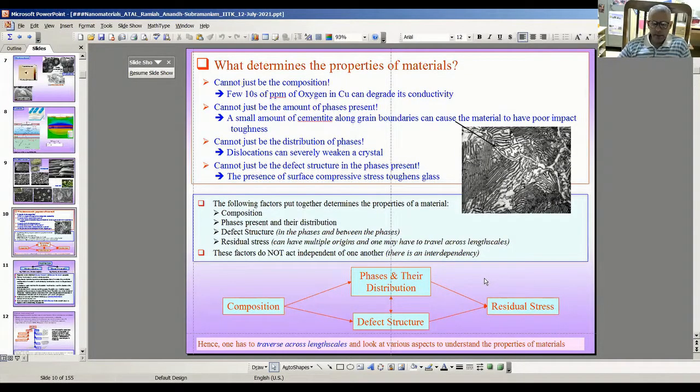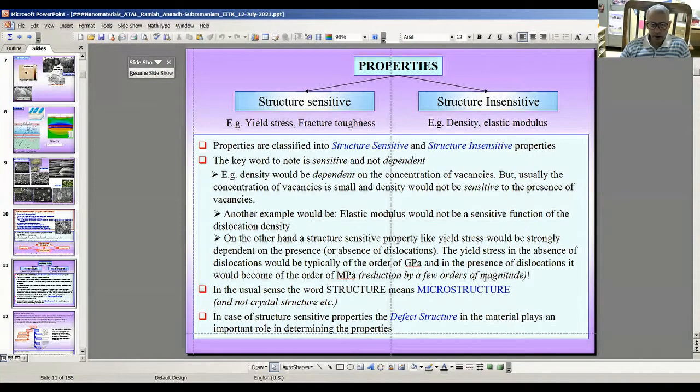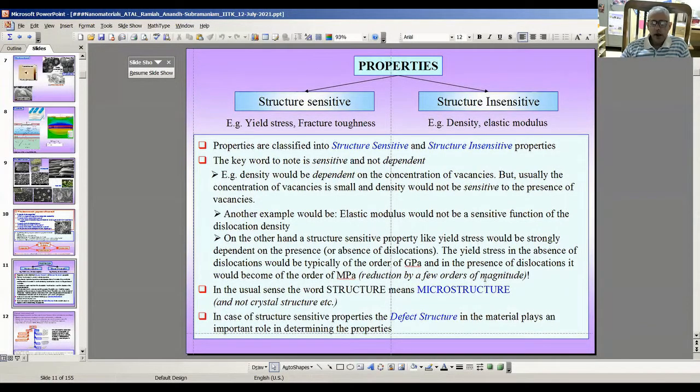So what do the properties depend on? It depends on composition, phases and their distribution, the defect structure and residual stress. And you can have a combination of these aspects determining the properties. So we have introduced a term called microstructure, because this is the next level of structure after these nanoscale, right? It's a microstructure. But suppose I'm looking in a transmission electron microscope at GP zones. Then what happens? I'll have to call it nanostructure. So let us give a functional definition of microstructure very soon.